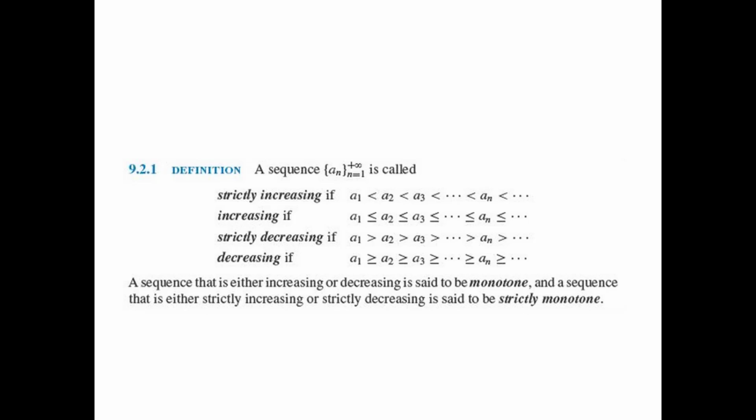Okay, then we went over increasing and decreasing. Increasing is A1 is less than A2, which is less than A3. And decreasing is A1 is bigger than A2, which is bigger than A3. And so a sequence that is either increasing or decreasing is said to be monotone. And a sequence that is either strictly increasing or strictly decreasing is said to be strictly monotone. We're not going to be too concerned with strictly. As long as it's increasing or decreasing, we're okay.